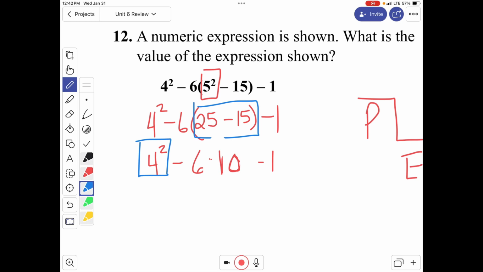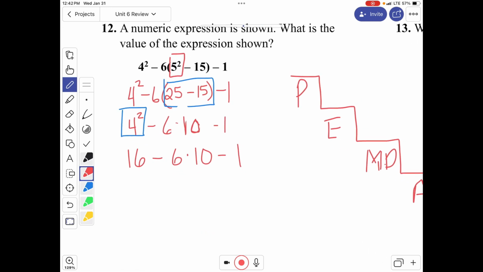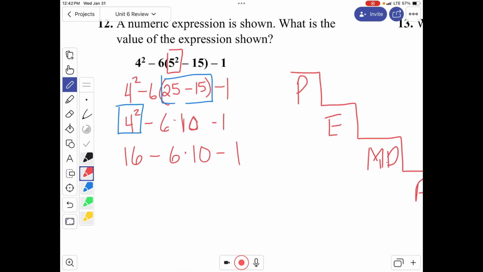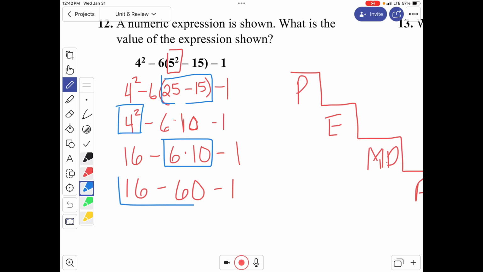4 to the second power means 4 times 4, which is 16. And then I still have minus 6 times 10 minus 1. Okay, so we've done parentheses, exponents. Now we need to do multiplication or division. So there's multiply. 6 times 10 makes 60. And then bring everything else down. And the only thing left is subtraction. I'm going to do that in order from left to right.